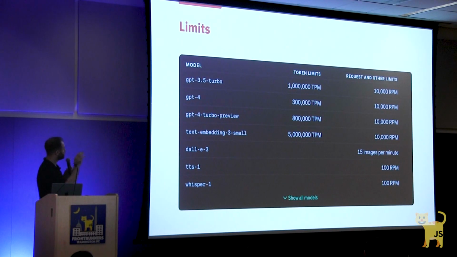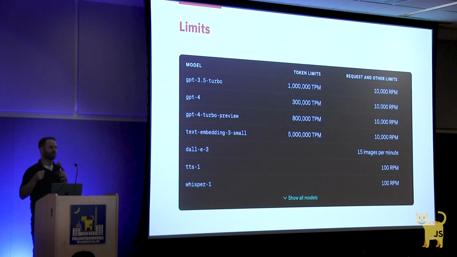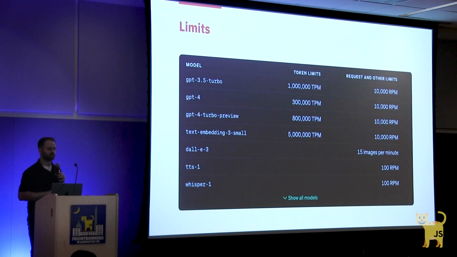From there, I'm not going to go through all these, but there's 2 limits to be aware of. There's token limits, and each model has a different one, but it's how many tokens per minute you can send that model. And then request and other limits. So the request limit is how many requests per minute you can send.